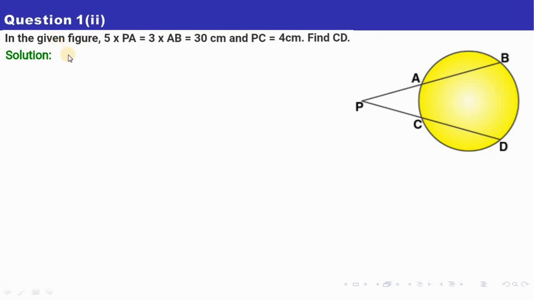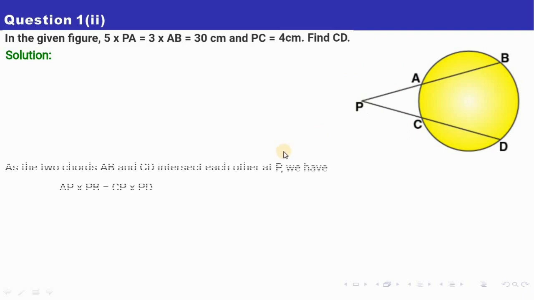So in this question, in the given figure, we have 5 times PA is equal to 3 times AB equals to 30 centimeter, and PC is equal to 4 centimeter. You need to find CD. Okay, so basically you can see that again AB and CD are 2 chords, but they get intersected externally. So first let's quickly write down the theorem. According to the theorem, we must have AP into PB equals CP into PD, right? So that's the theorem.